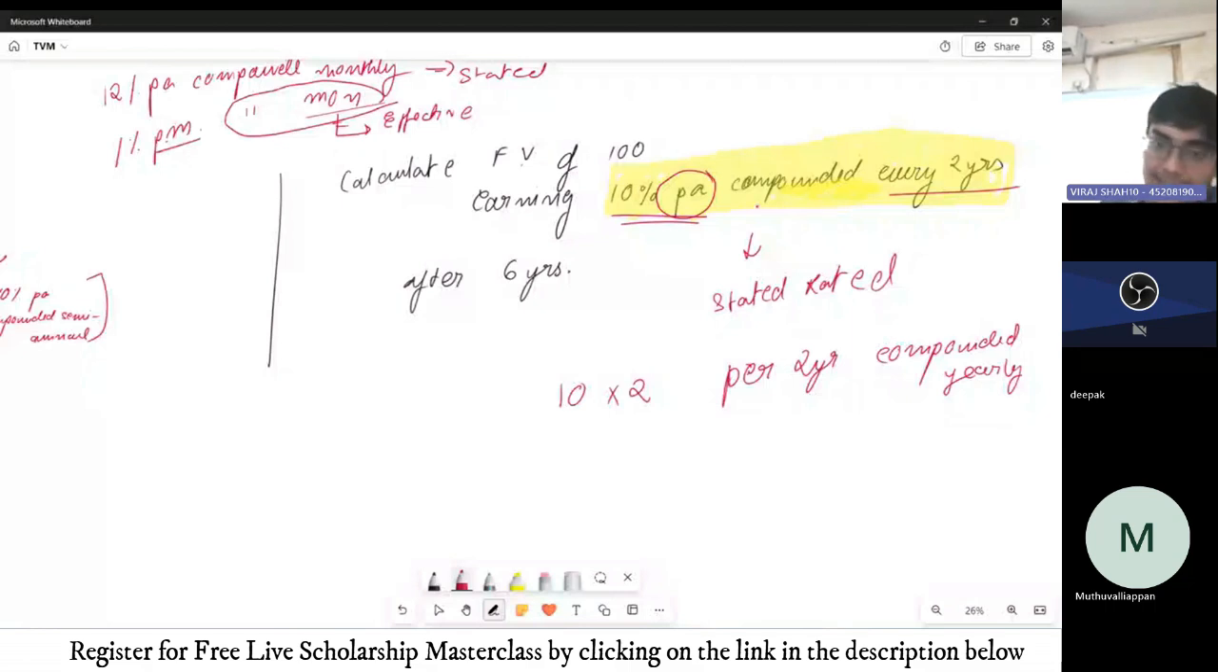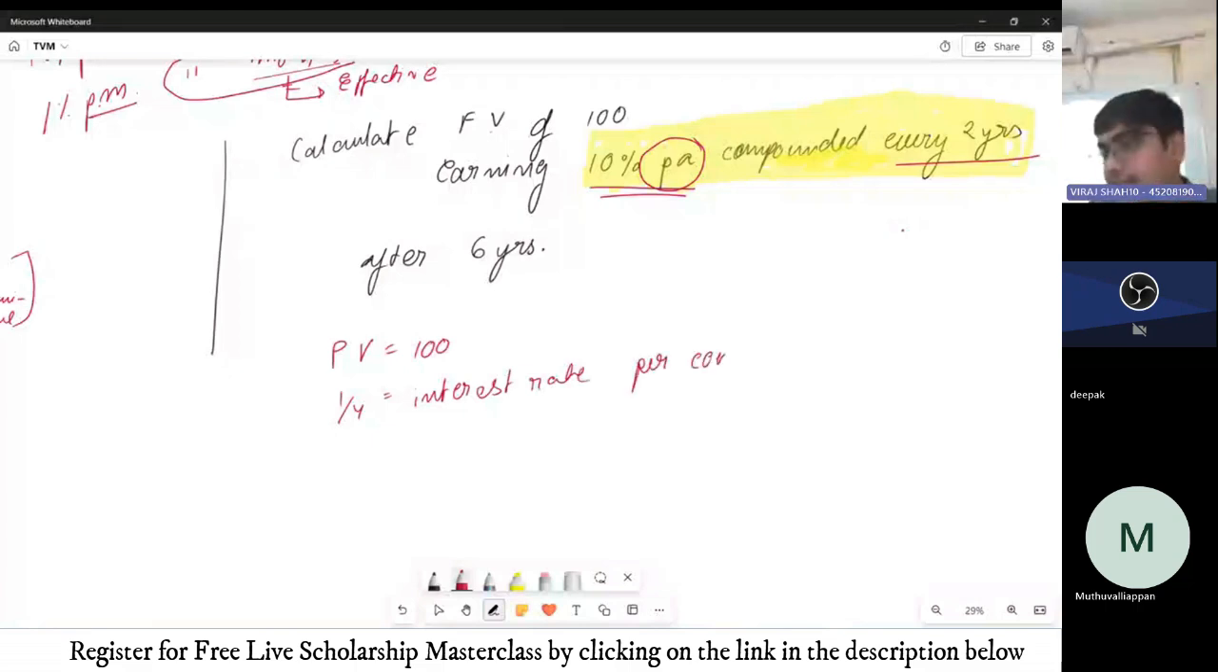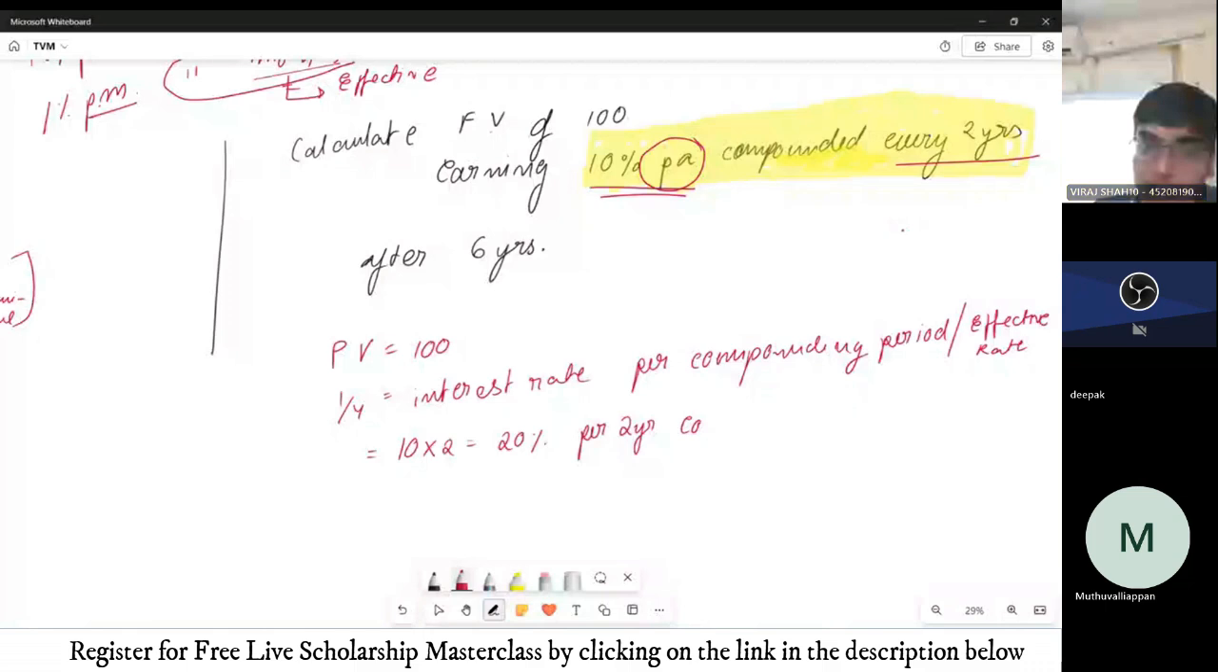ठीक है? Now I'm writing it nicely so that you can copy it. So for this question also, I by Y is the interest rate per compounding period, the effective rate, equal to 10 into 2 equal to 20% per 2 years compounded every 2 years. ठीक है?